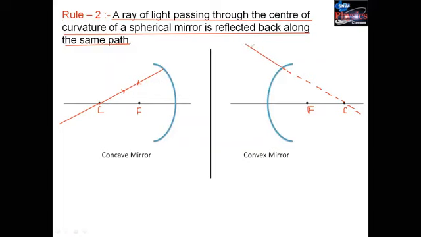If a ray of light is passing through the center of curvature, then it is sent back along the same path after reflection. So the second rule: a ray of light passing through the center of curvature of a spherical mirror is reflected back along the same path.